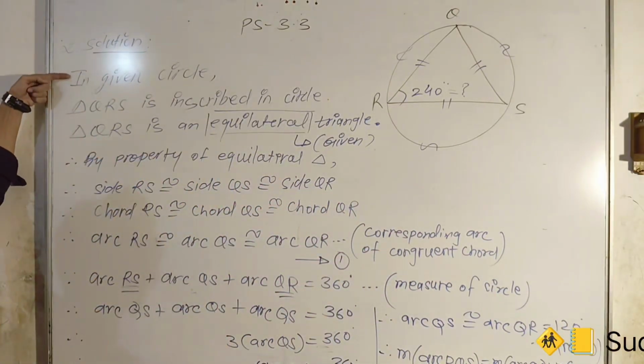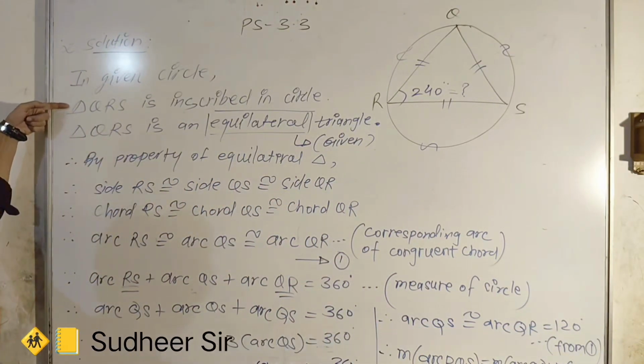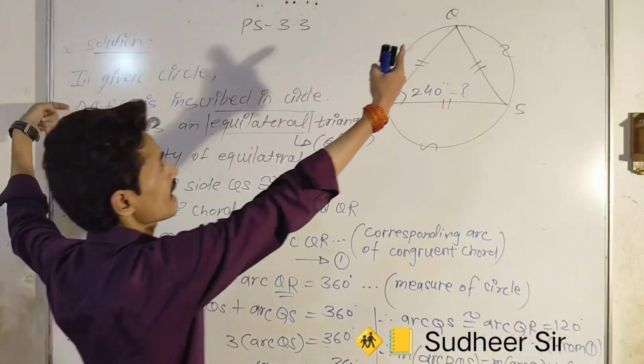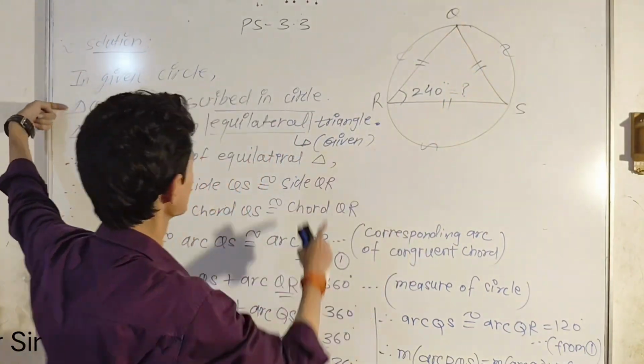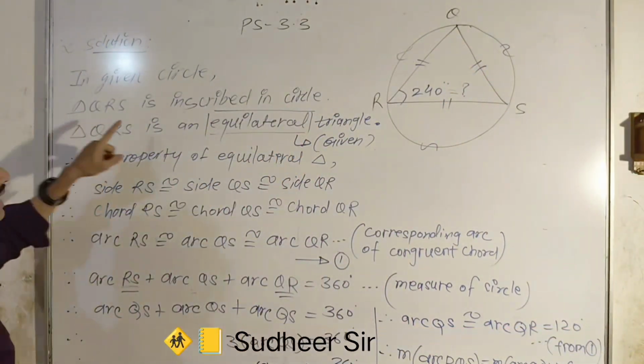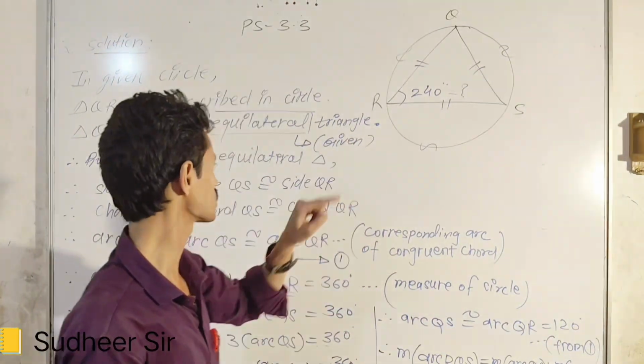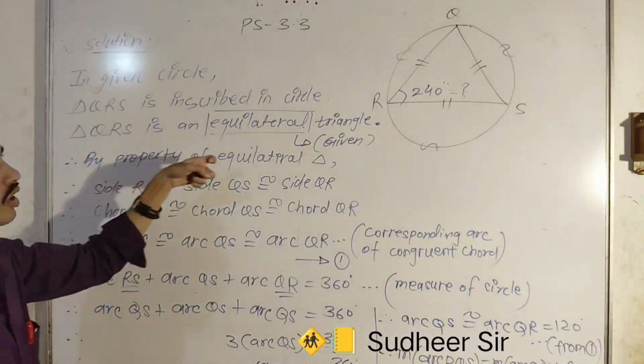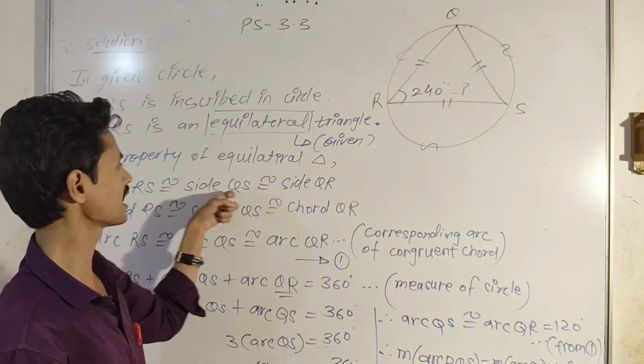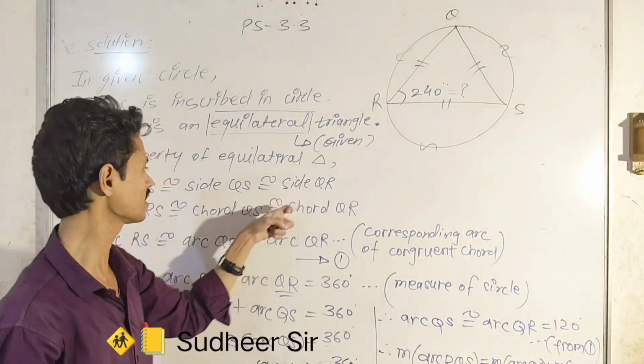First we draw the circle, then we write QRS is an inscribed triangle. QRS is inscribed in the circle. After that we know that this is an equilateral triangle, which is given in the textbook question. By the property of an equilateral triangle, all sides will be congruent.